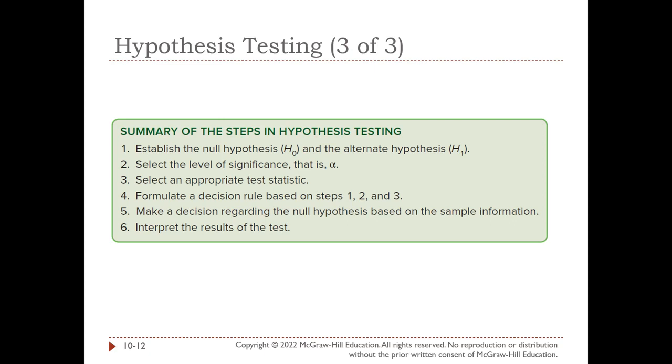Summary of our testing. Again, the first thing that we have to do is establish the null and the alternative hypothesis. Step 2, select the level of significance. Step 3, select an appropriate test statistic. Step 4, formulate a decision rule based on steps 1, 2, and 3. Step 5, make a decision regarding the null hypothesis based on the sample information. And step 6, interpret the results of the test.